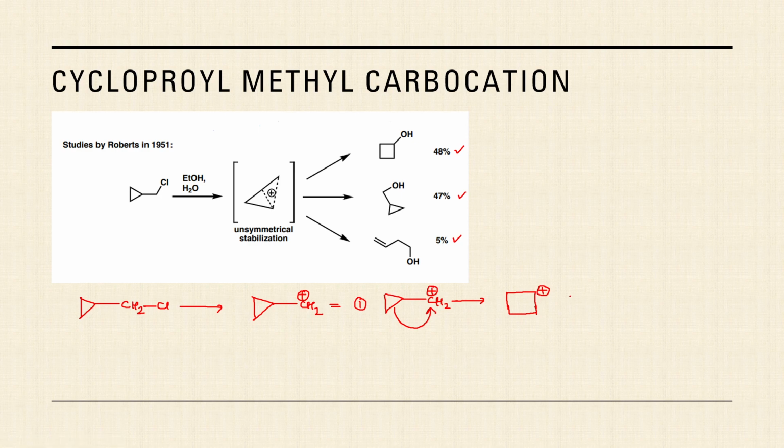and this cation will further react with H2O and it will lose H plus to form जो कि हमारा प्रोडक्ट ए है. ये 48% हमें मिलता है. दूसरा प्रोडक्ट ये बन सकता है कि this carbocation participates in reaction with H2O, loses H plus and creates this alcohol.